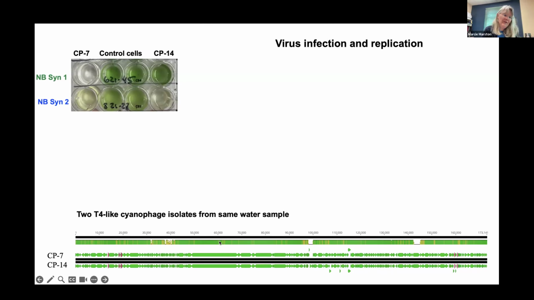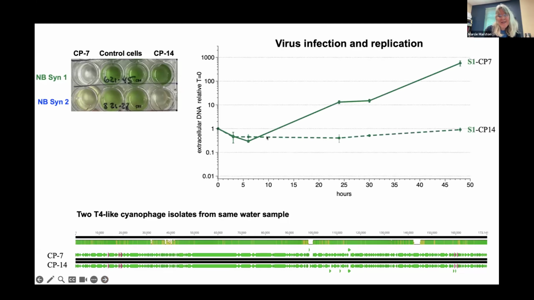All of these little yellow lines are SNPs present in these 2 genomes. But overall, these 2 genomes are very similar to one another, yet there are some differences. And here we see that cyanophage 7 can infect Synechococcus 1, but cyanophage 14 cannot. And when we did the qPCR, this is what it shows: in this susceptible reaction, the virus attaches and replicates over 48 hours. In the resistant reaction, interestingly enough, the virus seems to attach, but there's no replication.